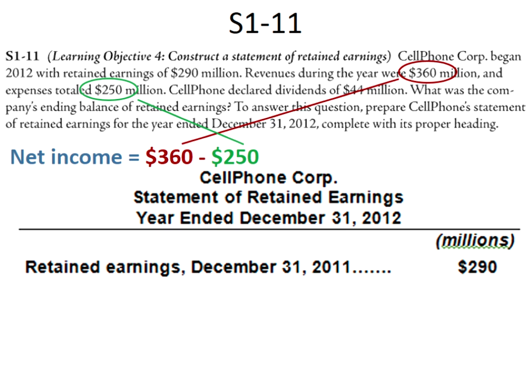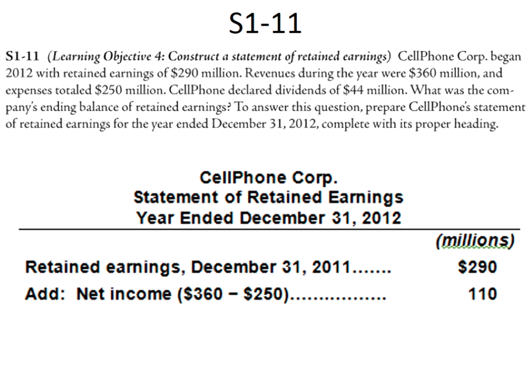So our net income is $110 million, because we have revenues of $360 million and expenses of $250 million. So our next line, the things I've circled are going to go away, we're going to have our net income. We're going to add our net income. Retained earnings is like a running total of everything we've made to date. So we're going to take our beginning retained earnings and add the net income that we earned this year for the year ended December 31st, 2012.